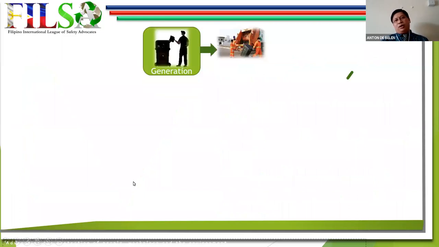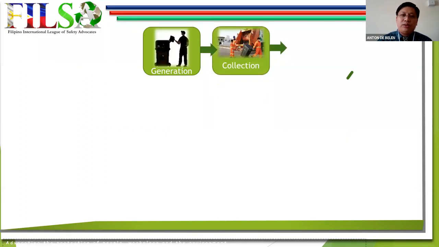So first of all, where does the waste start? It comes from the generator. The generator can be industrial companies, households, residential communities. We can also include shopping malls and supermarkets. Even you yourself are a generator of waste. So it starts with the collection.